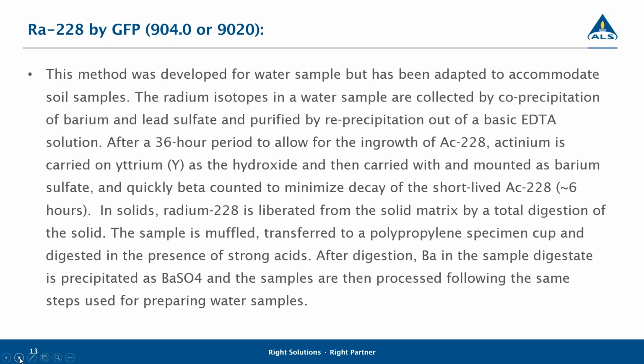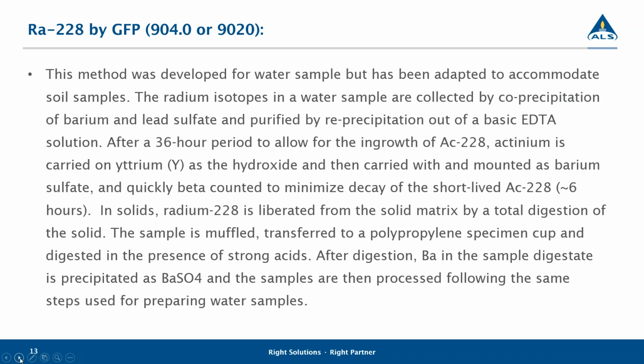Again, this is a co-precipitation, with lead and barium to refine it, and we're going to allow for an ingrowth of actinium. What you're going to be counting on the instrument is the actinium-228, which again goes back to the decay chain where you have the radium-228 going into actinium-228. So that's how we get there. Again, in solids, you have to digest this and get it transferred over into a liquid base and then pretty much run it through how you would a liquid.